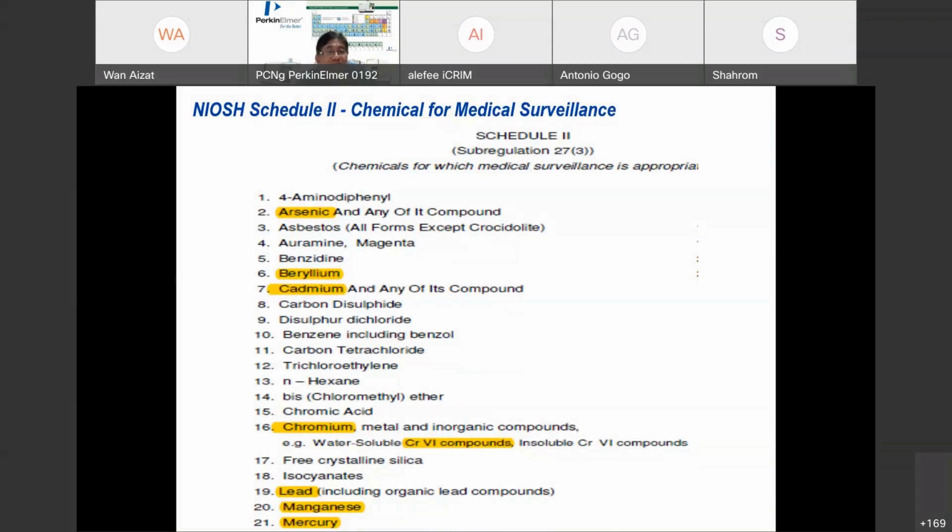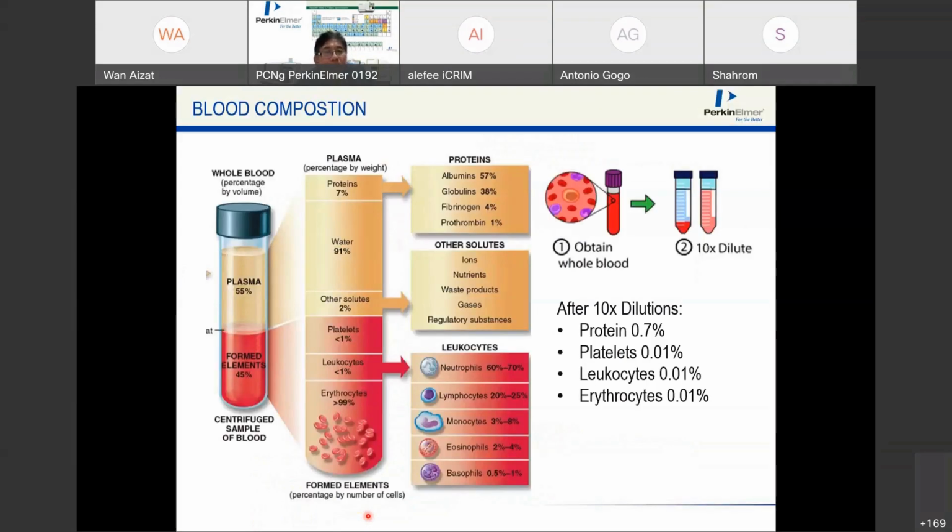Basically arsenic, beryllium, cadmium, chromium 6, lead, manganese, mercury. As you know, this clinical sample is very challenging. Look at the blood itself. Wow, it contains all sorts of forms. It has plasma, pellet, protein, leukemia. These all mean that it's a very, very complex sample with high total dissolved solids.